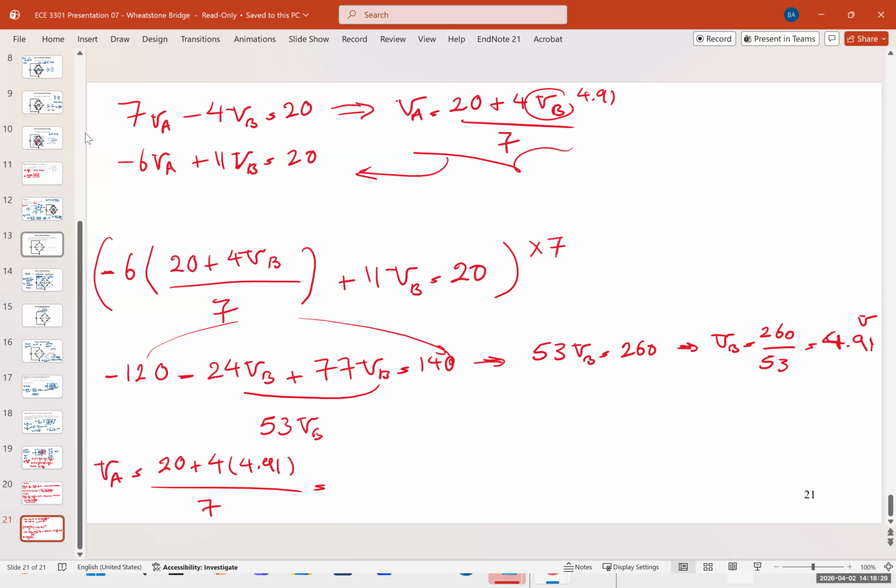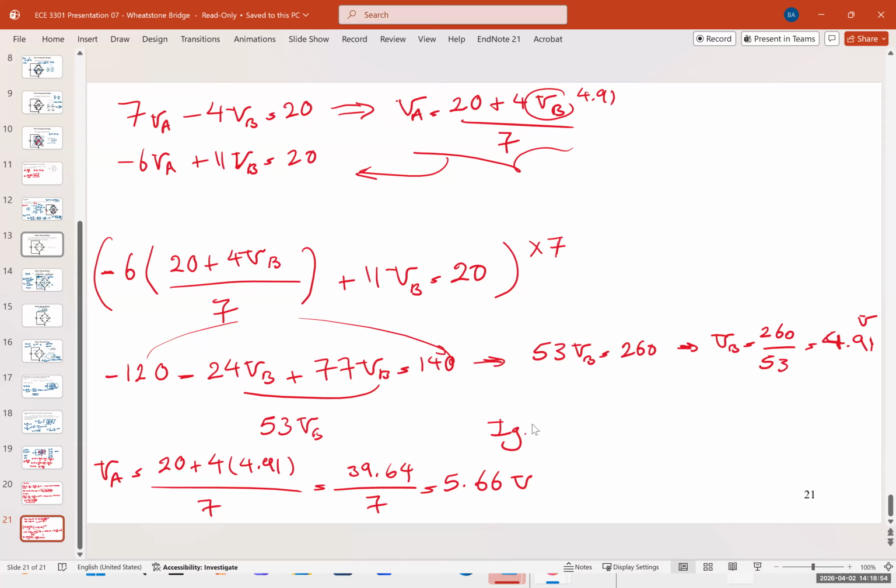What did you get for the denominator? 5.66. What? Oh, the total, the final answer. I think it's 39.64 divided by 7 gives us 5.66 volts.